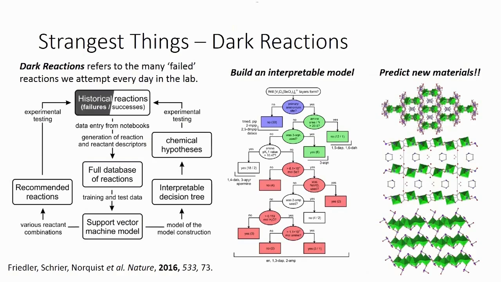A problem in ML, though, is interpretability. As a human, I can't look at a support vector machine and get much physical intuition out of it. So instead, what Josh and his team did was they built a model of a model. They built an interpretable decision tree, which a human can read and go down and identify how to make something, why did it work, and build hypotheses that they can then test in their reaction database and predict new materials and new synthesis routes.